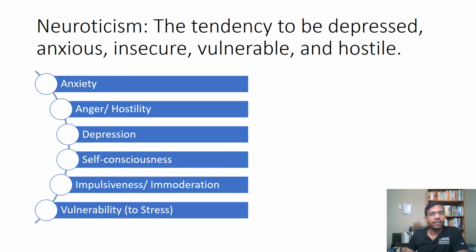The fourth facet is self-consciousness, which is you being too conscious of self, about how other people view you. You are worried about it, and that could then manifest in the form of you not wanting to interact in certain social situations because you are too worried about how you are coming across to other people. Okay.